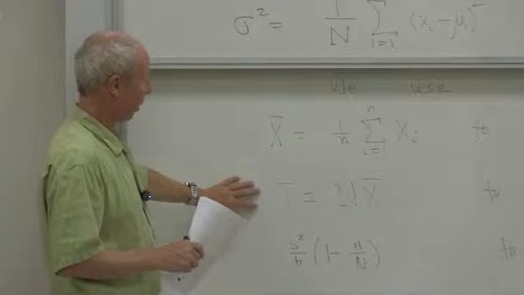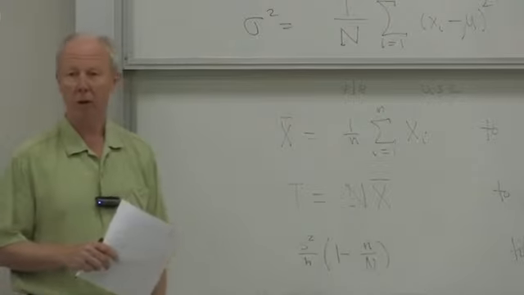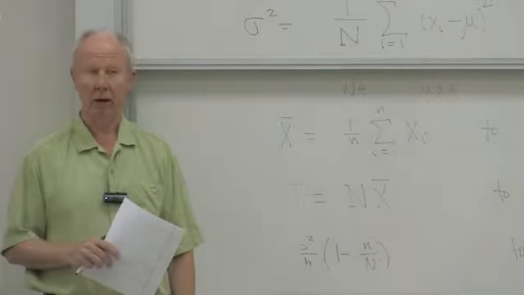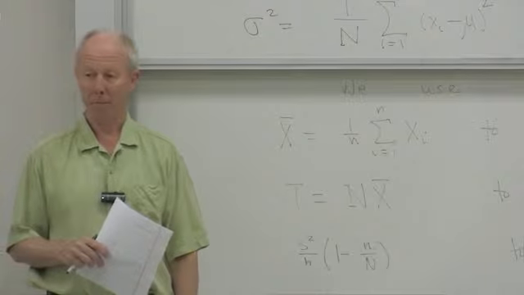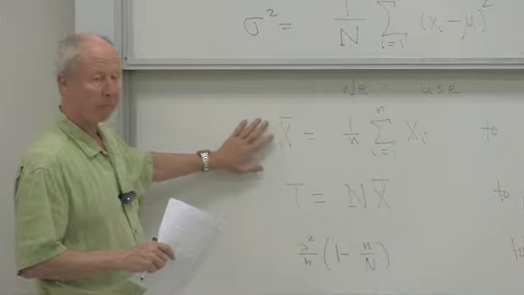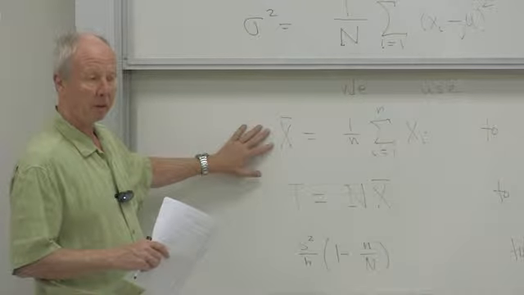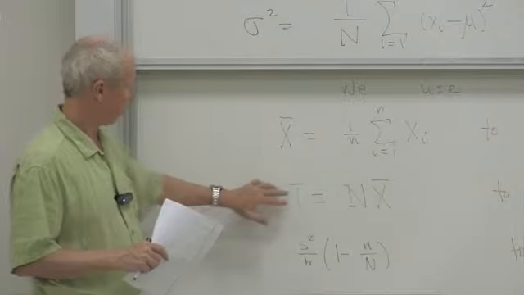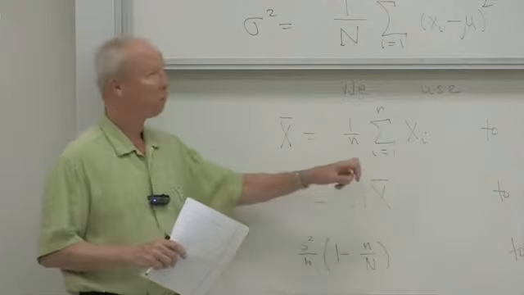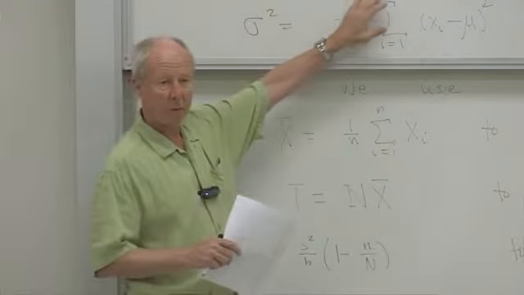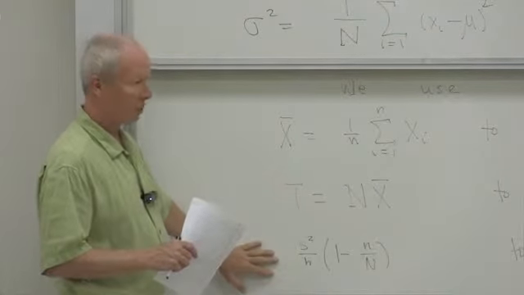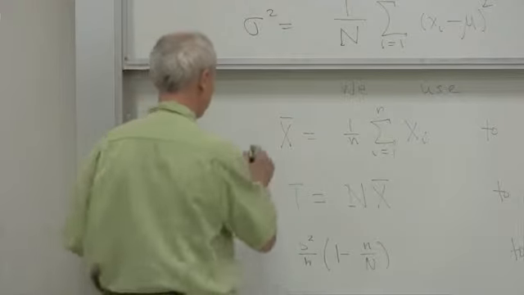We use x bar to approximate mu. Why do we use capital N times x bar to approximate tau? Or tau, yeah. Yeah, this will give an unbiased estimator of mu, because the expected value of x bar is mu. What would the expected value of t be? It would be N times expected value of x bar, or N times mu. And what's tau? N times mu, capital N times mu. And this is an unbiased estimator for sigma squared.